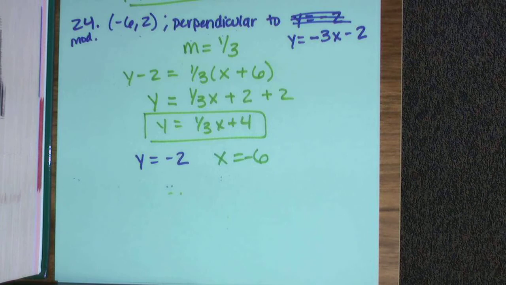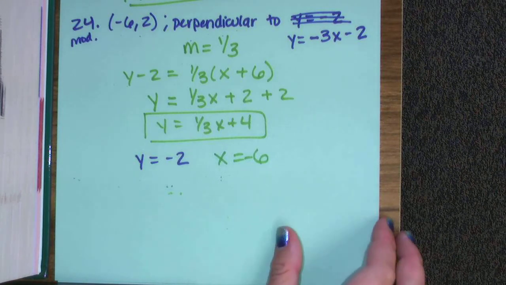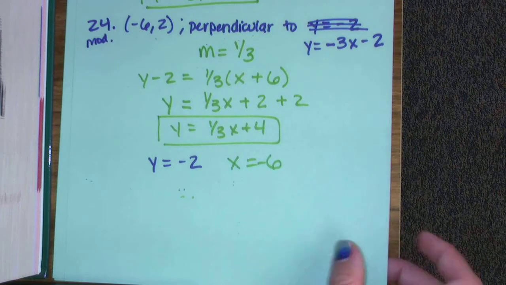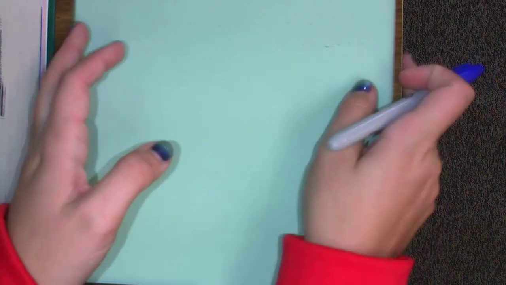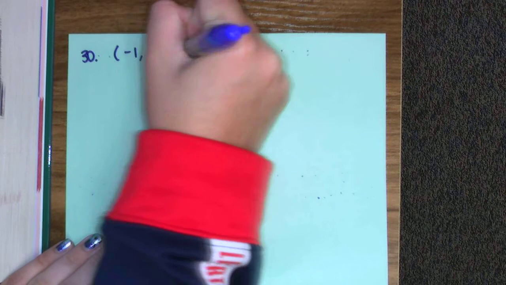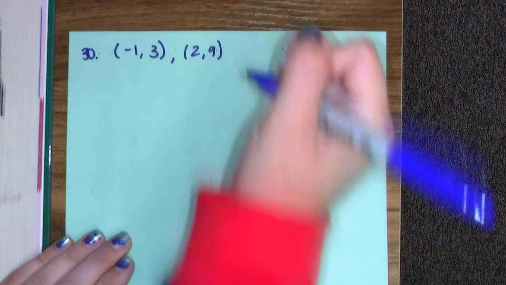Alright, so the last set of problems really quick here that we're going to deal with, basically they give you 2 points, you have to find the slope, and then using point-slope form, you find the equation of the line, so it's just combining everything together from these last couple sections. So number 30, we have the point -1, 3, and 2, 9.